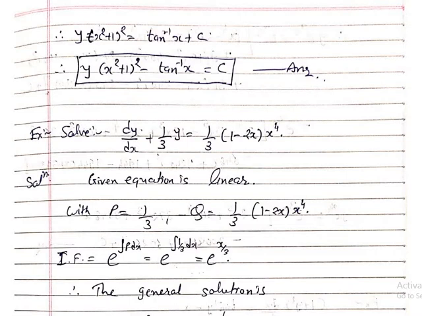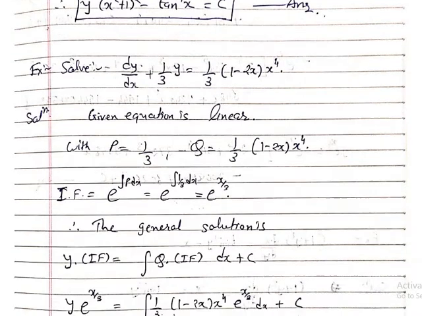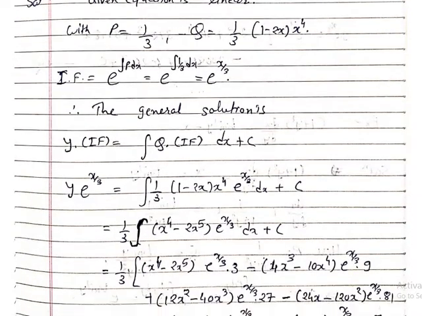Okay, so the IF is equal to e raised to integral P dx, that will be e raised to integral 1/3 dx, that will be e raised to x/3. And the general solution is y into IF is equal to integral Q into IF dx plus c. So y into e raised to x/3 is equal to integral (1/3)(1 − 2x) x⁴ e raised to x/3 dx.